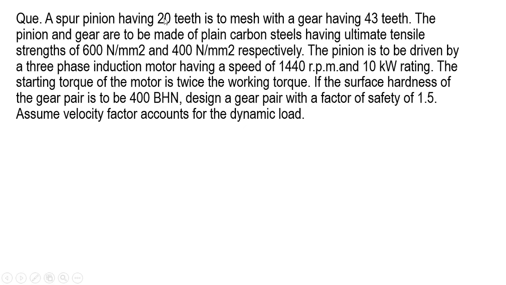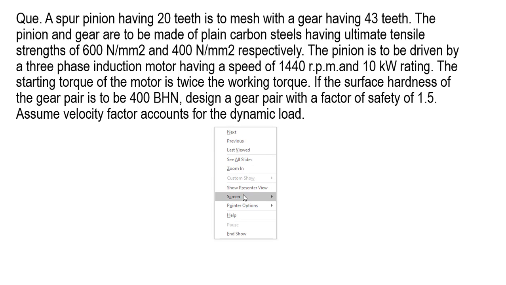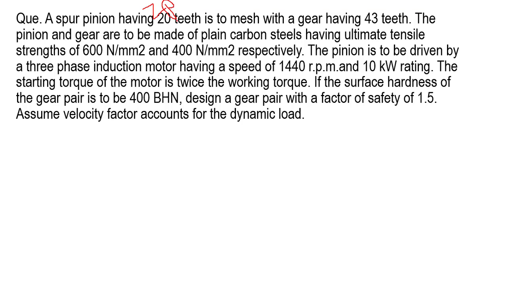So, the question is: a spur gear pinion having 20 teeth is matched with the gear having 43 teeth. Means pinion has 20 teeth and gear has 43 teeth. We will indicate teeth as Z, and for pinion it is ZP, and for gear it is ZG. So ZP and ZG are available.